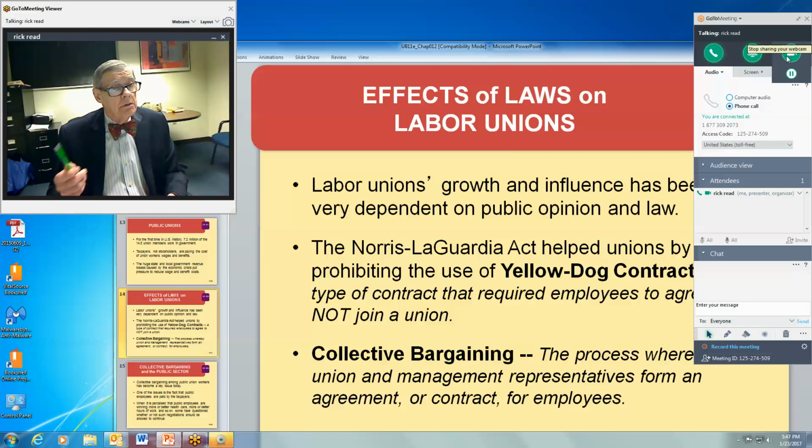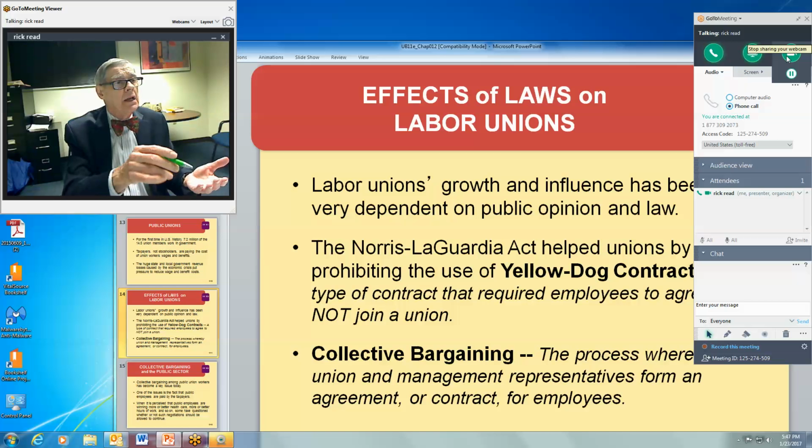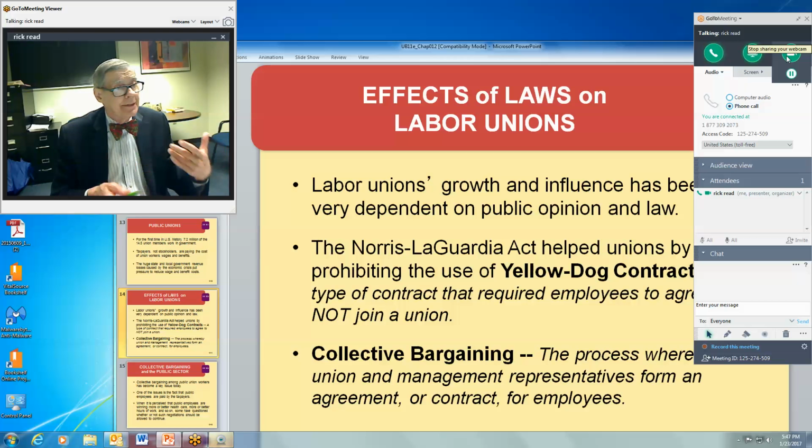Now, what did a yellow dog contract mean? It means if you went to work for a company, you had to sign on your contract, I won't join a union. And that's really not a contingency of employment, although they made it a contingency of employment. And it was upheld by the Supreme Court. Well, we finally got some laws like that. Then we got the National Labor Relations Act and a few other things that changed that.